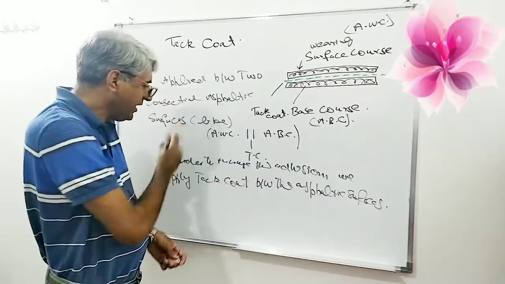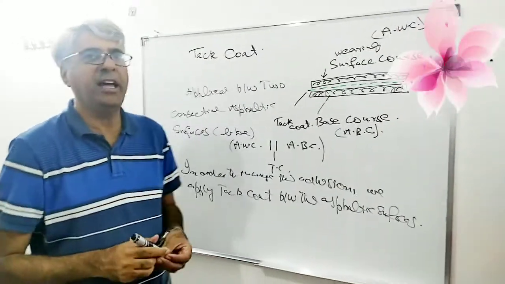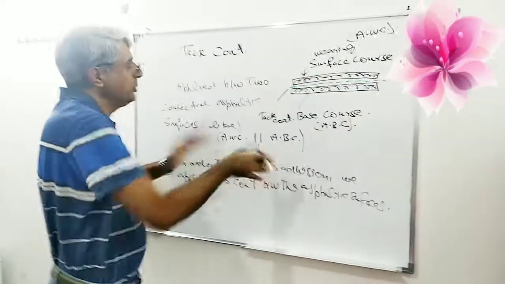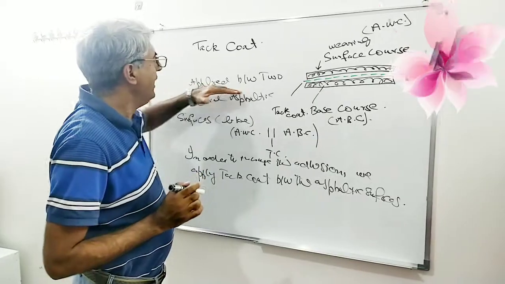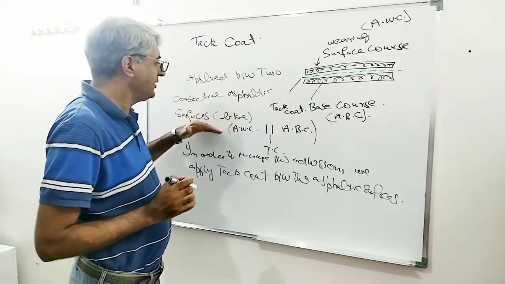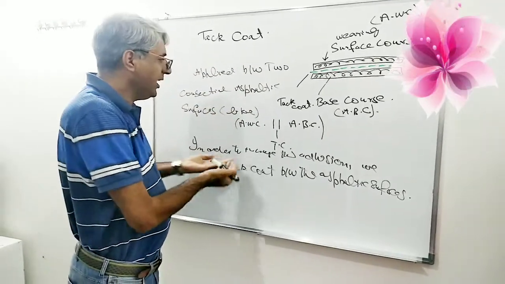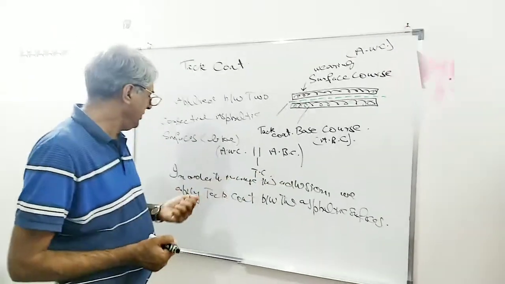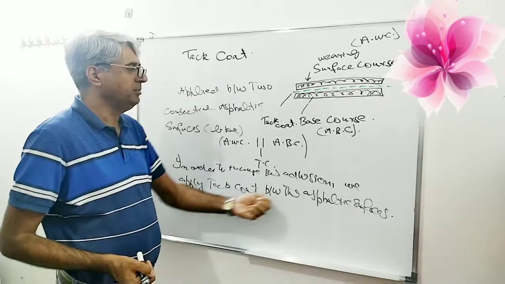So this is just very briefly and very narrowly I have explained to you, and for your understanding now everything should be clear to you. Okay, applied between two consecutive asphaltic surfaces. Why? Because in order to give good adhesion, we have to apply this tack coat between this.